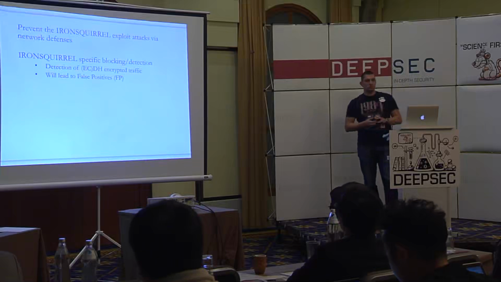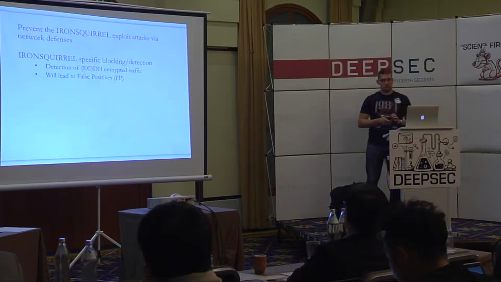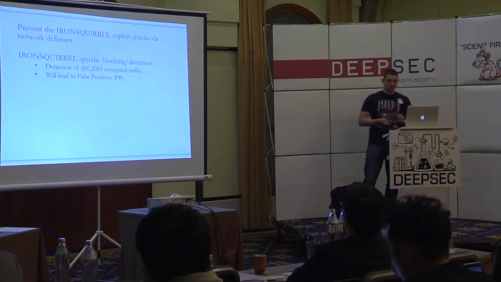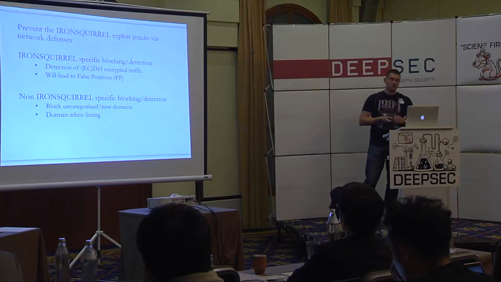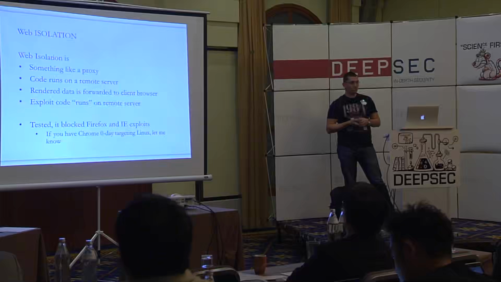Okay, what can you do to prevent exploits like Iron Squirrel? You can try to detect encryption, or for example, you can try to detect the JavaScript libraries, but this will lead to a lot of false positives. You can try to use domain whitelisting, but again, this is very hard to implement.